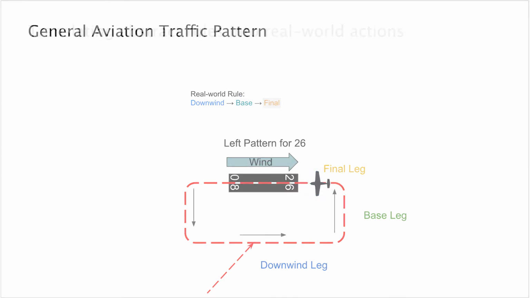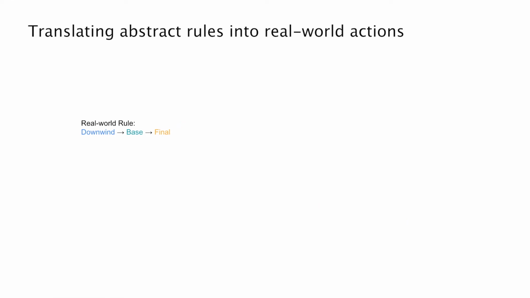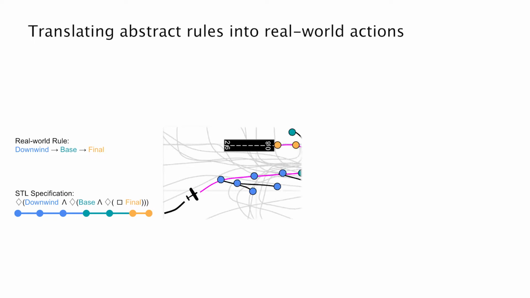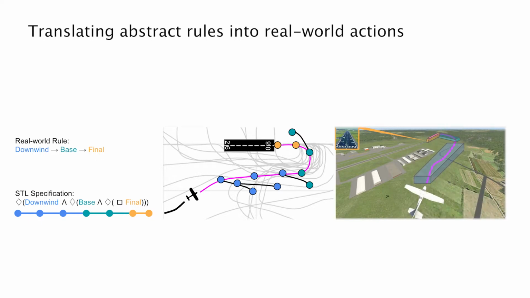Our primary insight is to convert real-world rules into a signal temporal logic specification. The robustness values from these specifications are then used as a heuristic to guide a Monte Carlo tree search that uses the LFD policy in its node selection. Finally, the action is executed in a simulator.